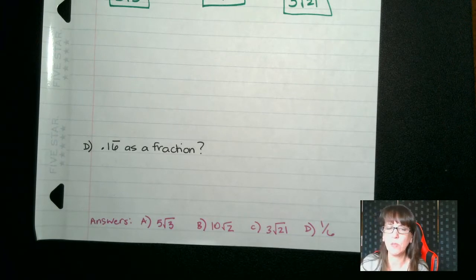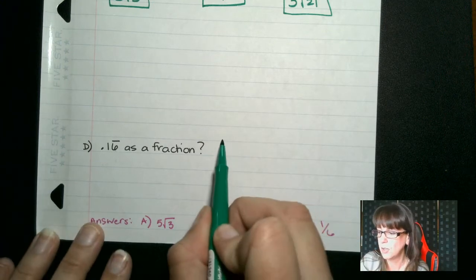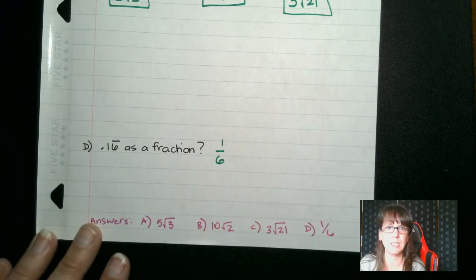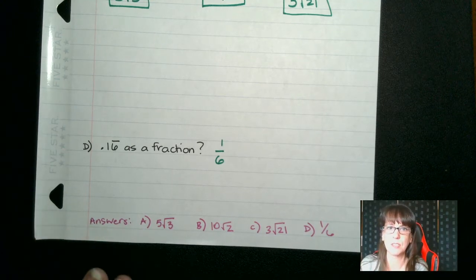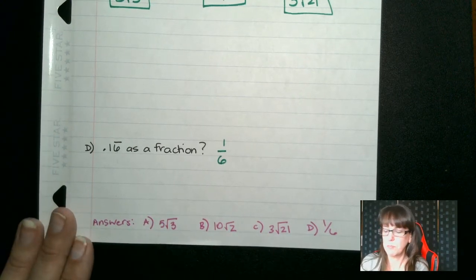0.16 with a line over just the 6 part, as a fraction is 1 over 6. Just memorize those. That's the easiest way to do it, the easiest way to make sure we got the right answers.